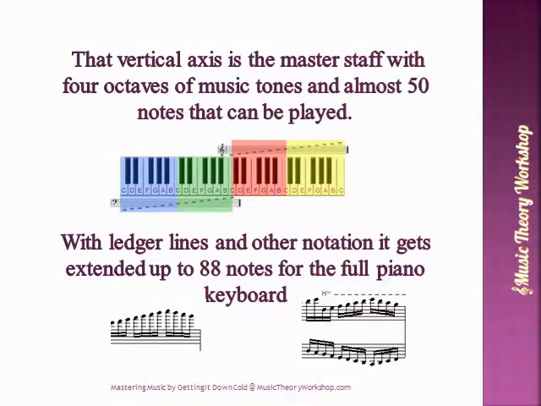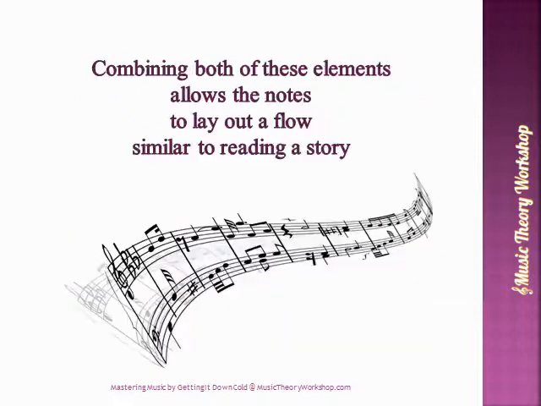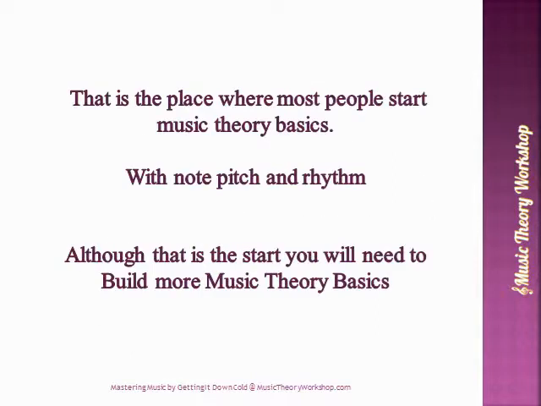The vertical axis is the master staff with the 4 octaves of music tones and almost 50 notes that can be played. And with the addition of a few ledger lines and other notation, it gets extended up to the 88 notes for the full piano keyboard. Combining both of these elements allows the notes to lay out a flow similar to reading a story. This is the place where most people start music theory basics, with note, pitch, and rhythm.